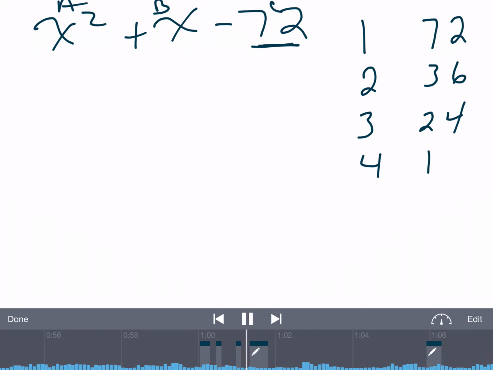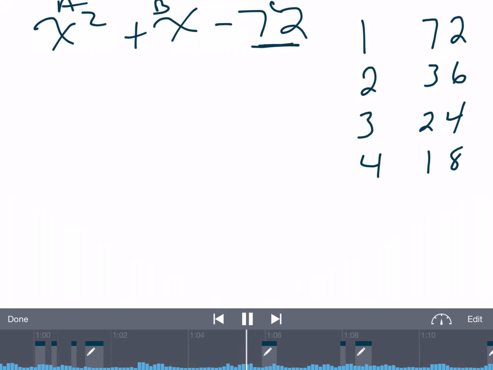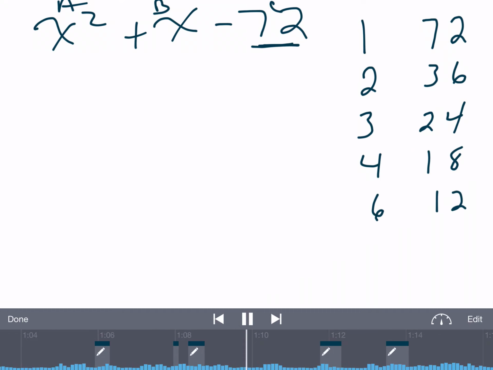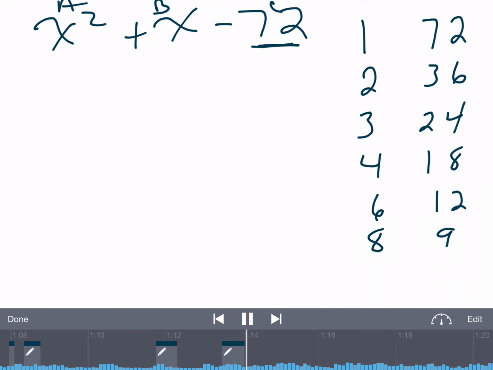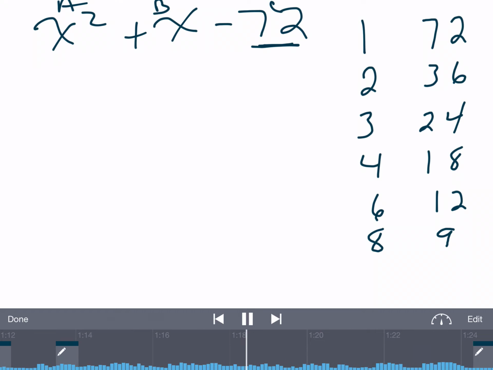4 and 18. 5 can't. 6 can. 6 times 12 is 72. And then 8 times 9 is 72. So there's all my factors, because the next number would be 9 and then 8, so it repeats itself. So we're done right there.